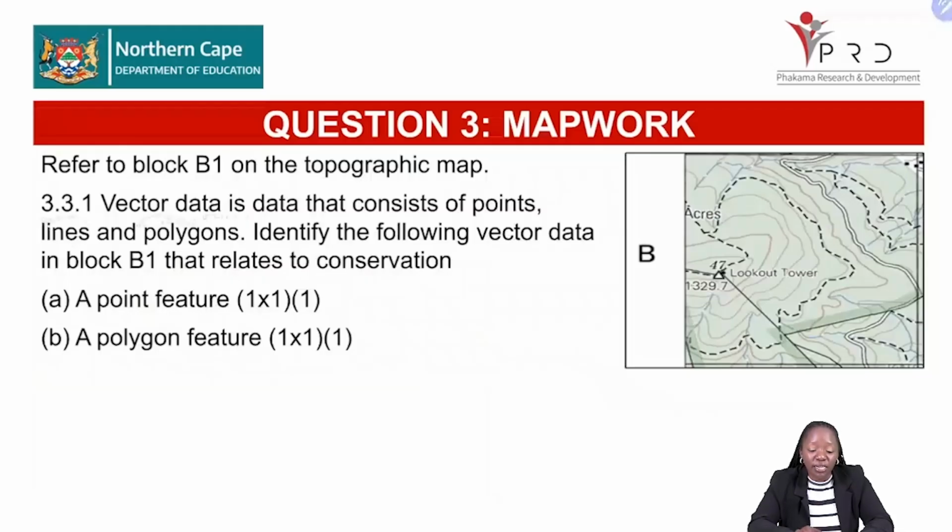3.3.1, vector data is data that consists of points, lines, and polygons. Identify the following vector data in block B1 that relates to the conservation. So it's a point feature as well as your polygon feature. By now you're supposed to know what are the examples of the point feature and what are the examples of the polygon. I'm going to give you 2 minutes, and then after 2 minutes, we proceed to the correction.